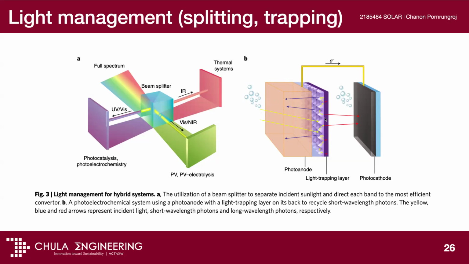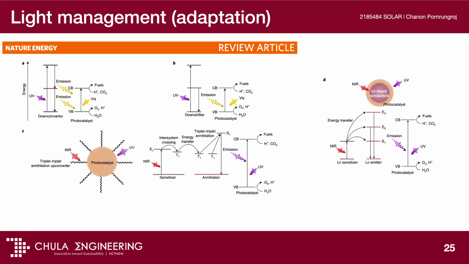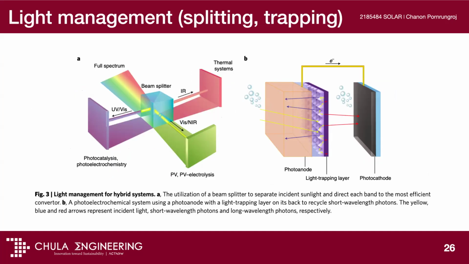And then this material can also transmit another certain photon that this material cannot use anyway to the second absorber on the back. So this can be the smaller bandgap absorber. So this is the light trapping strategy. So I introduced here 3 strategies. One is adaptation, another one is splitting, and the last one is trapping. Okay.